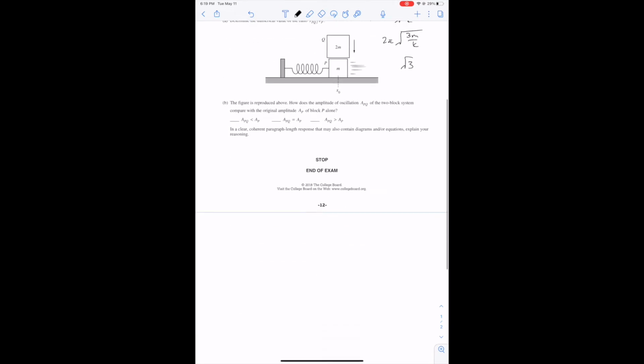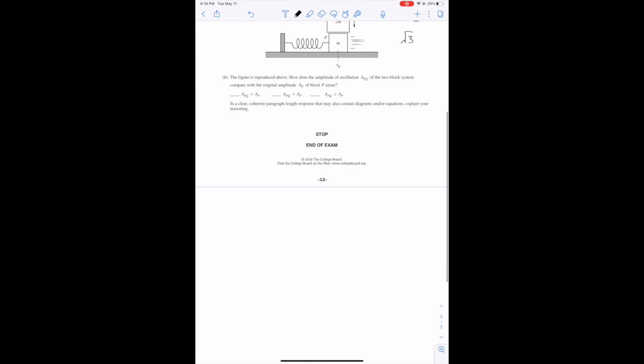So in the second part, we're asked to find whether the amplitude of this new system is going to be greater than, less than, or equal to the amplitude of the old system. And this question actually requires a lot of concepts such as conservation of momentum and kinetic and potential energies of a spring. So let's just get right into it.